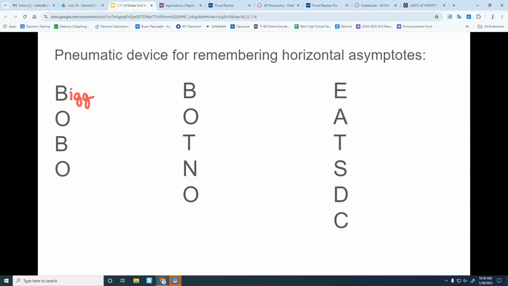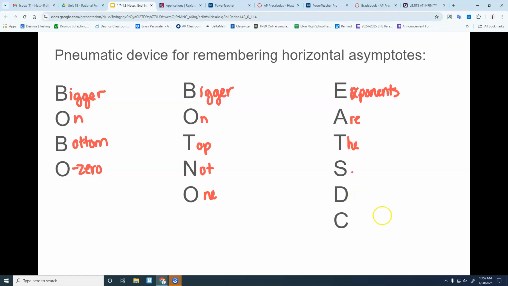Bigger on bottom. That O right there is a 0. Bigger on top, not 1. Exponents are the same, divide coefficients.